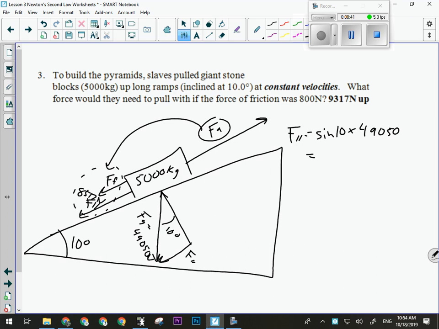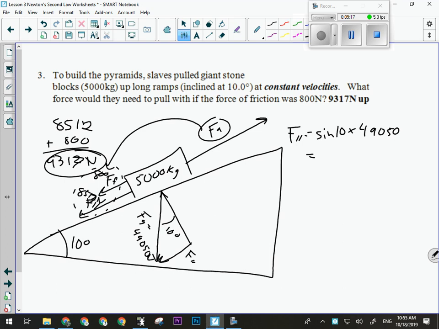I've got another 800 newtons worth of friction. If I add those two up, that's how much force there is down the ramp. To make it move at a constant speed, I need to pull up the ramp with the same amount. So 8,517 plus 800 is going to be 9,317 newtons. That's the force down, so it has to be the force up because the net force is 0. Okay, all right with that?